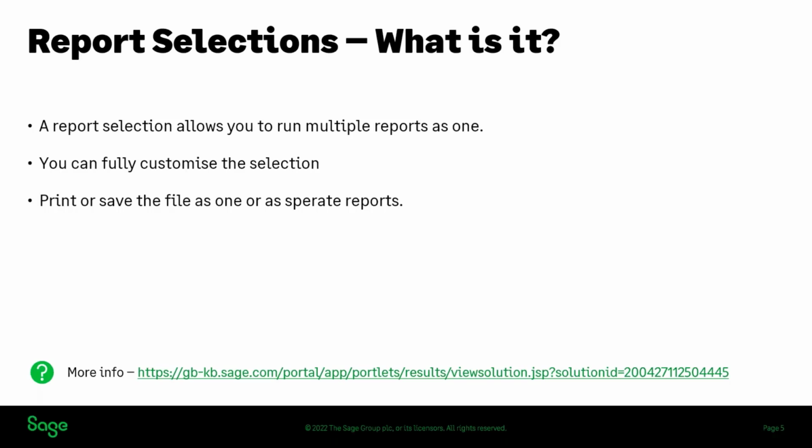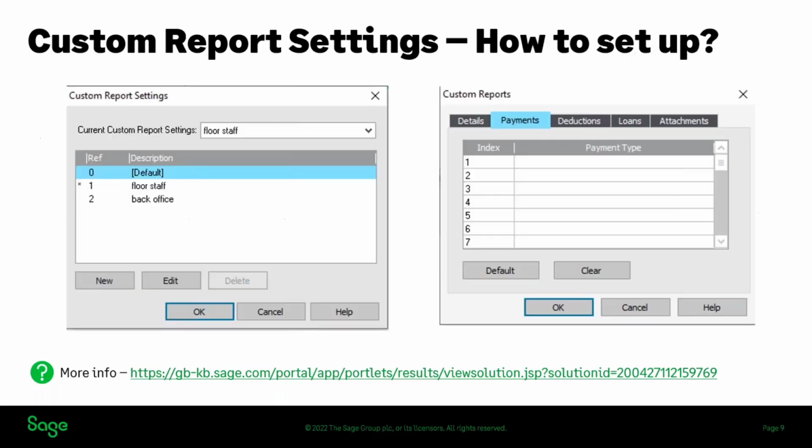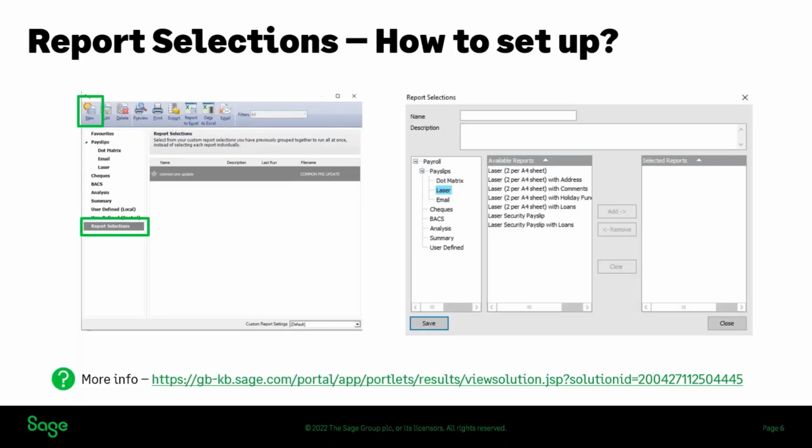What we'll do now is have a quick look at how you would set them up. I have gone too far, apologies, there we go. So how do you set them up? I've got a couple of screenshots here. You'll see in the report window, you've got report selections on the left-hand side at the bottom. To create a new one, you would simply click on new. To edit an existing one, you just click the edit button next to it. And there is a quick screenshot of what the selections window looks like.